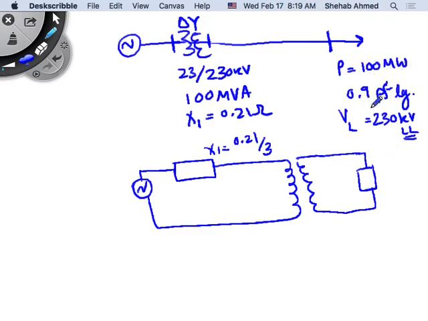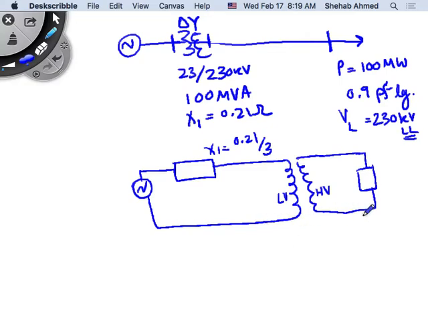This is 100 megawatts, 0.9 power factor lagging, voltage is blah blah blah, right? And this is the low voltage side, and this is the high voltage side. So this is always going to be leading by 30 degrees. This high voltage side will be leading by 30 degrees in a single phase equivalent circuit.